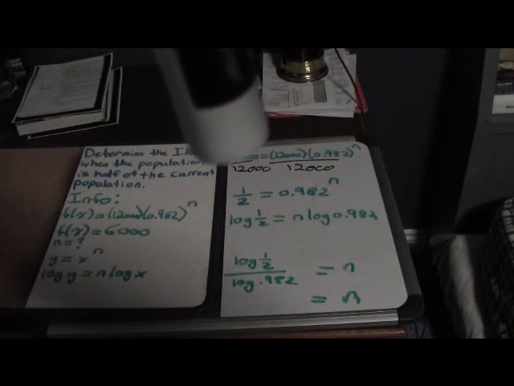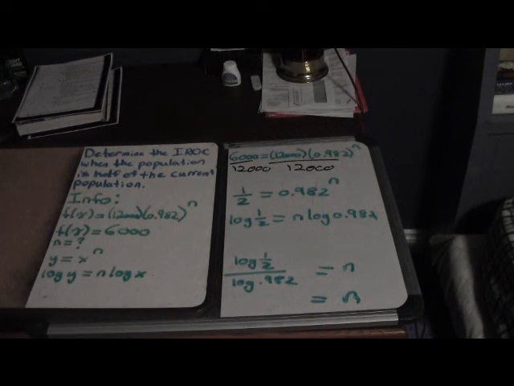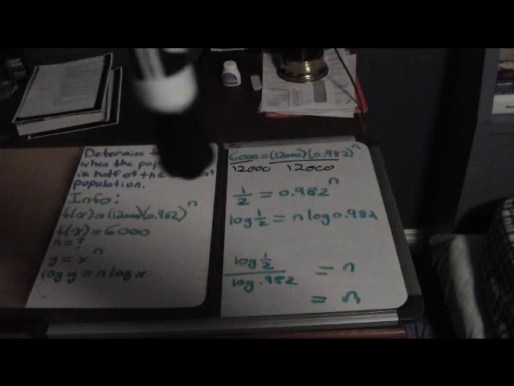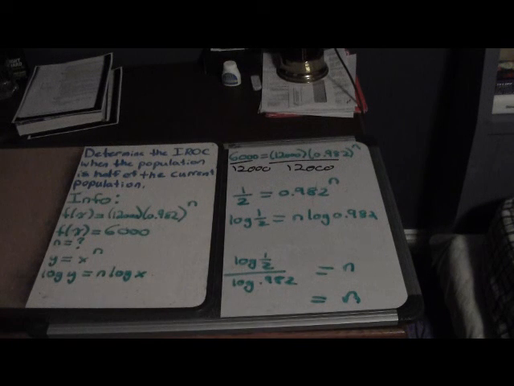Once you do that, you have log of 1 over 2 is equal to n log of 0.982. Now, what you need to do is isolate for the variable n, because that is going to give us our time period, because that's what we're trying to find. When is the population half of the current population? And then once we have our time period, we have to solve the IROC for that. So, we do log of 1 over 2 equals n log 0.982. So what you do is you divide both sides by log 0.982 to isolate for the variable n.